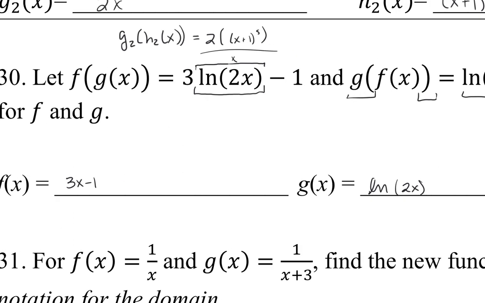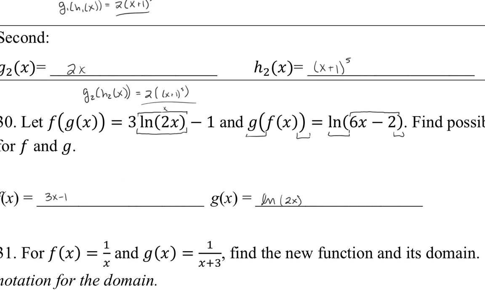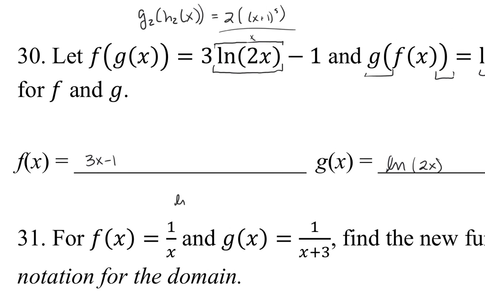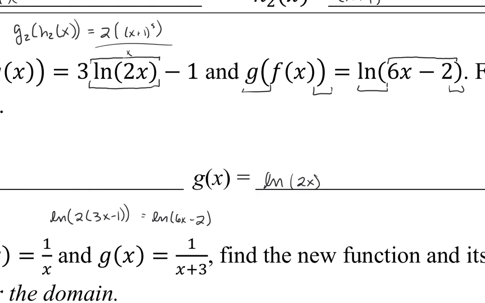Now checking just to make sure, we want g of f of x to be natural log of 6x minus 2, right? So that is going to look like natural log of 2 times 3x minus 1. And we know 2 times 3x is 6x, 2 times negative 1 is negative 2. If you look at that, those two are equivalent. So we're good. No further work required.